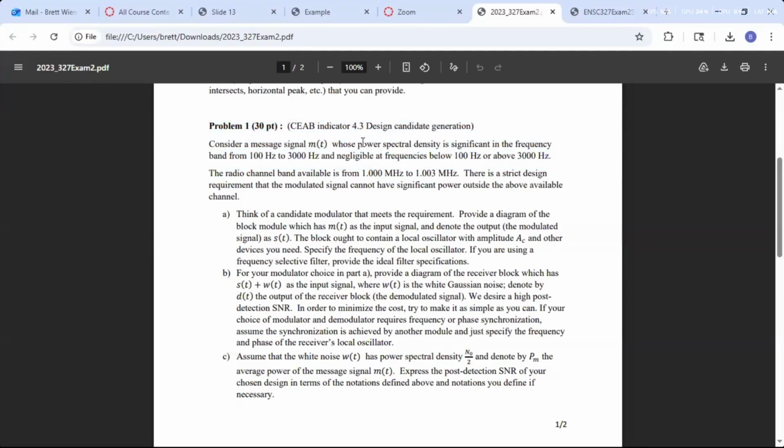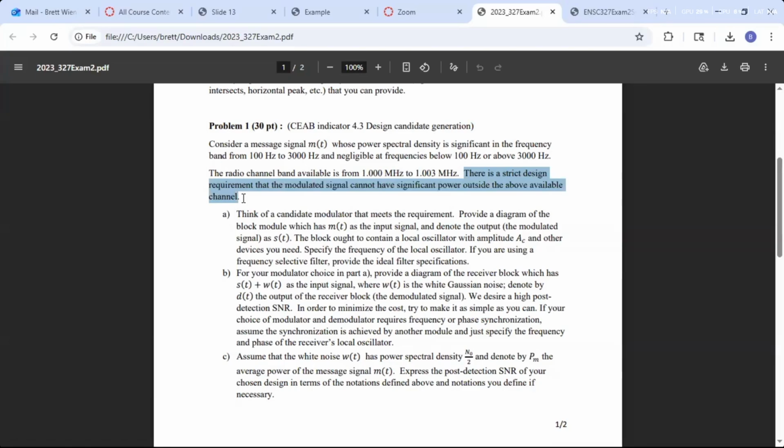But okay, so consider a message signal whose power spectral density is significant in the frequency band from 100 hertz to 3000 hertz, right? So we could basically say the message signal has a bandwidth of 3K. You could say 2.9K, but we can just say it's a low pass at 3K. And it says negligible at frequencies below 100 or above. So the radio channel band is available from 1 megahertz up to 1 megahertz plus 3K, right? There's a strict requirement that the modulated signal cannot have significant power outside the available channel.